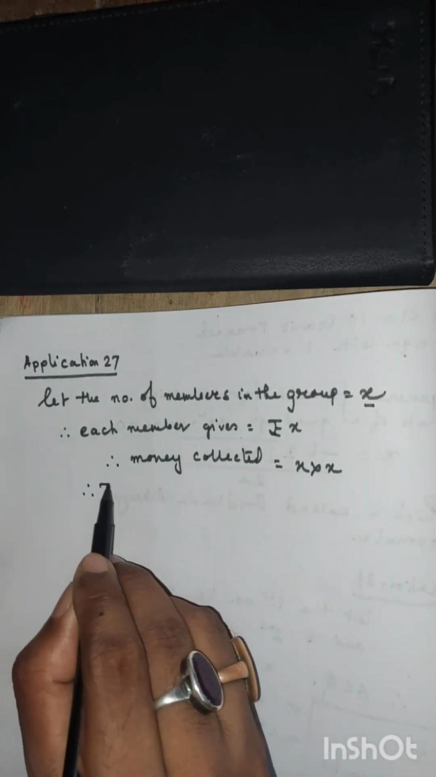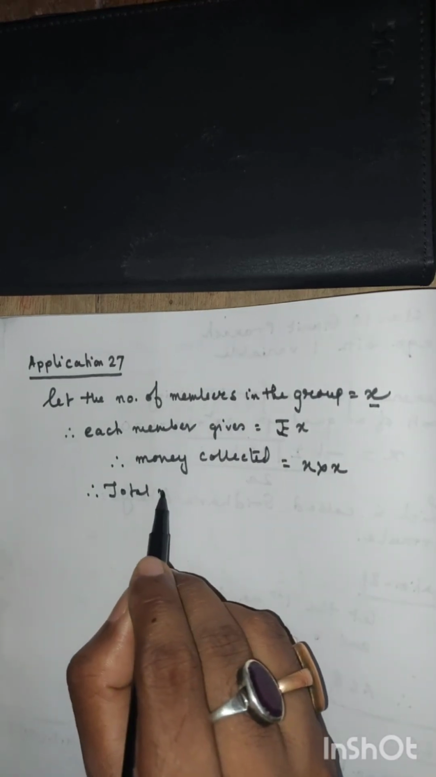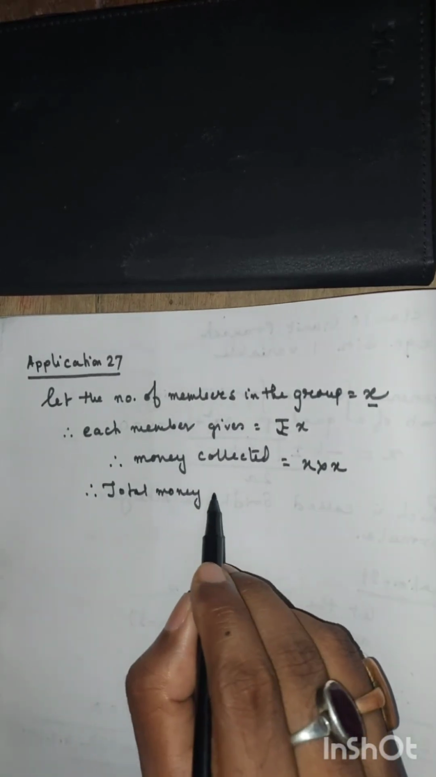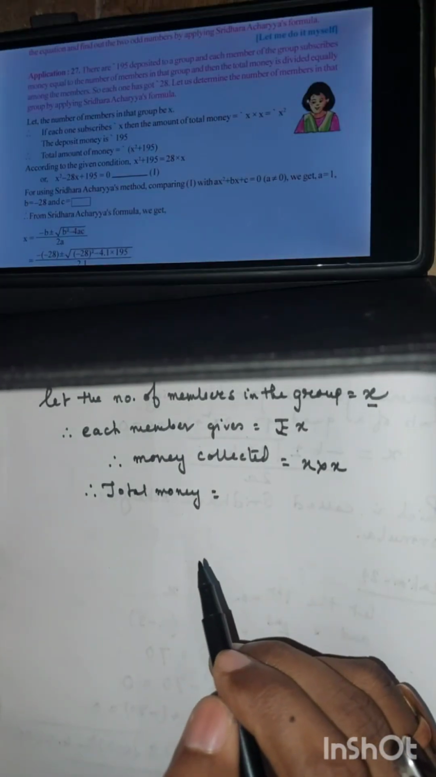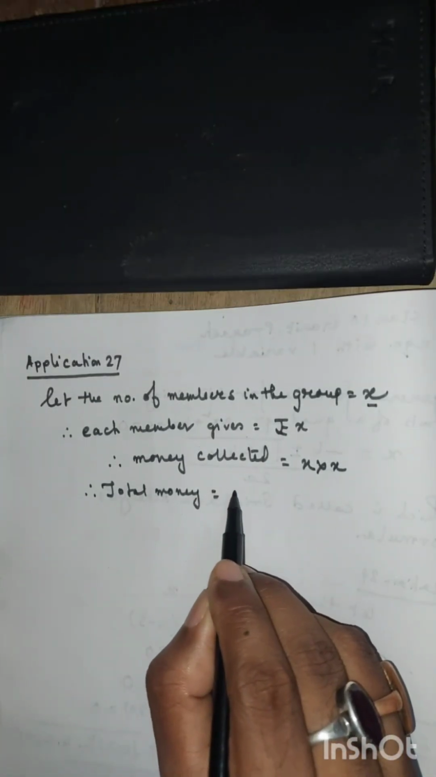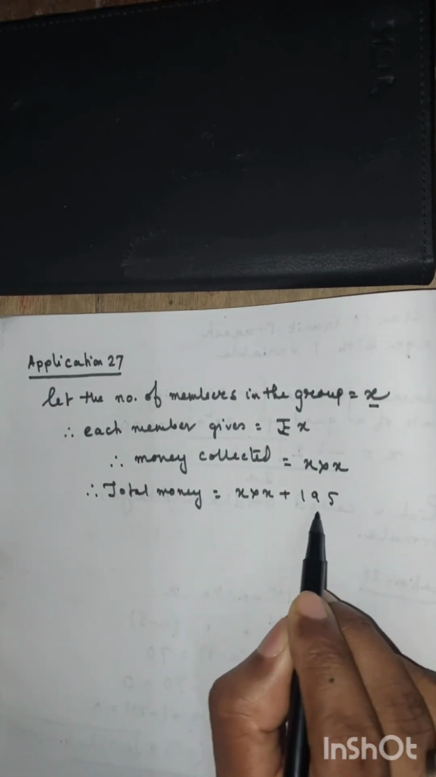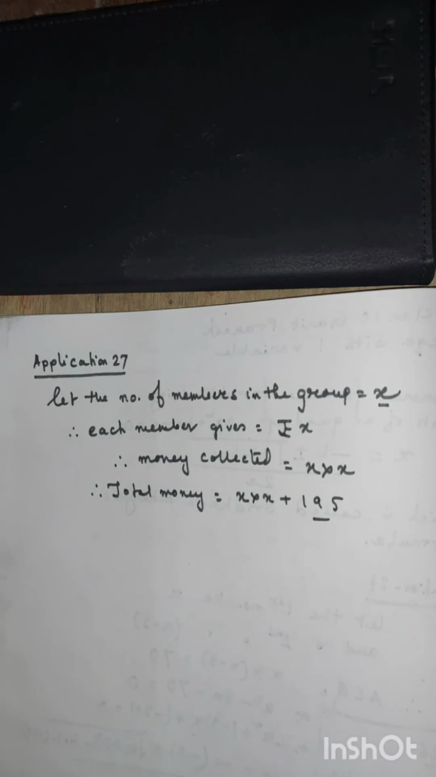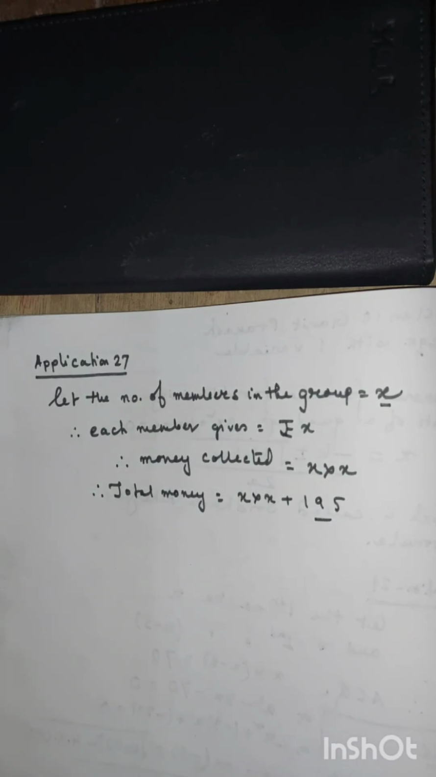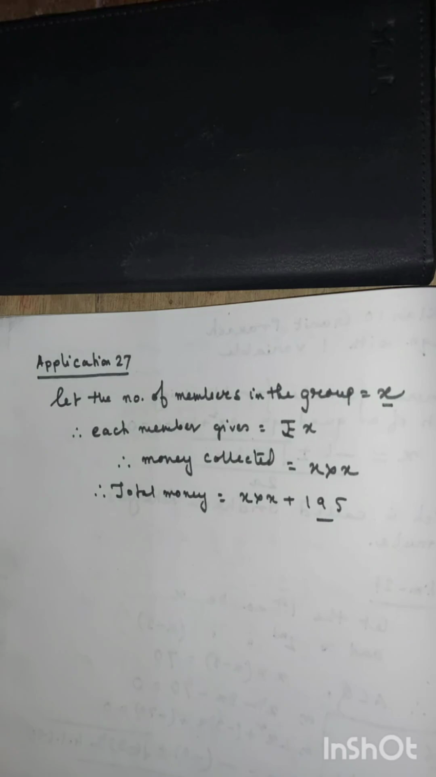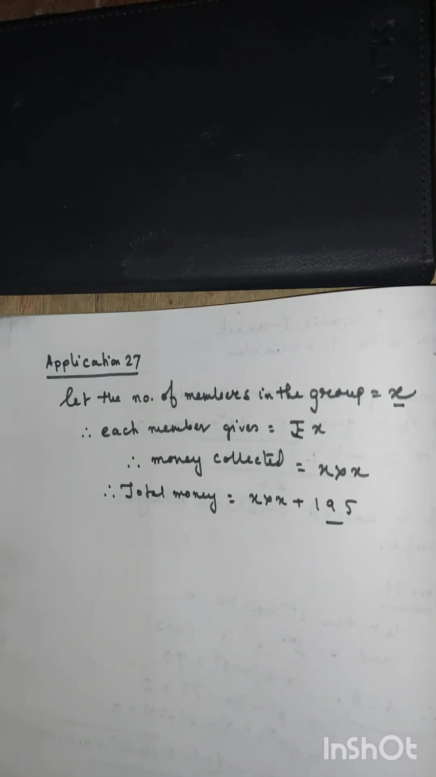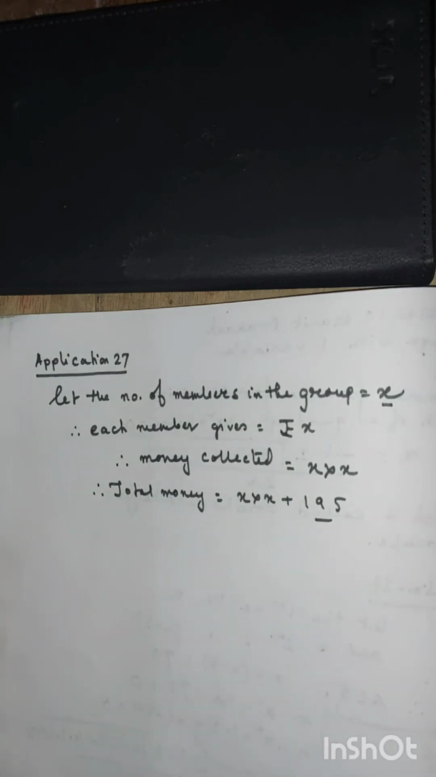Therefore, total money is x into x plus 195, because the group already had 195 rupees. So the total money of that group is x into x plus 195.